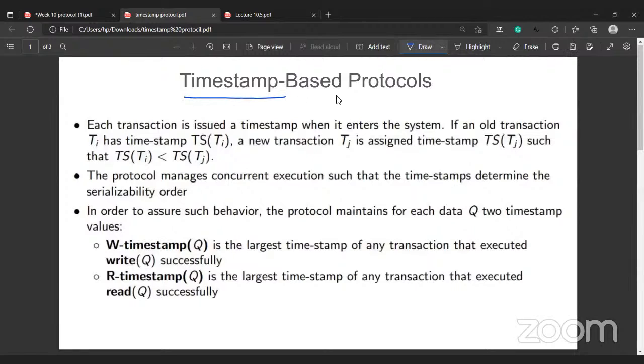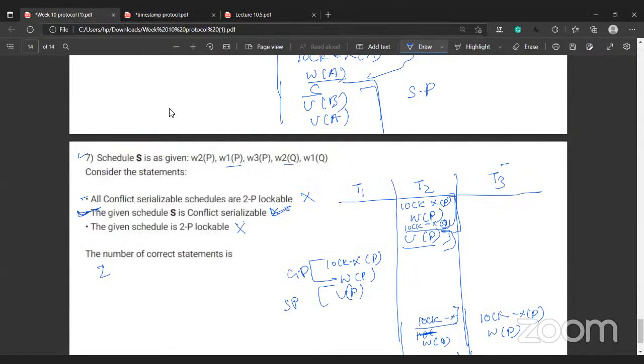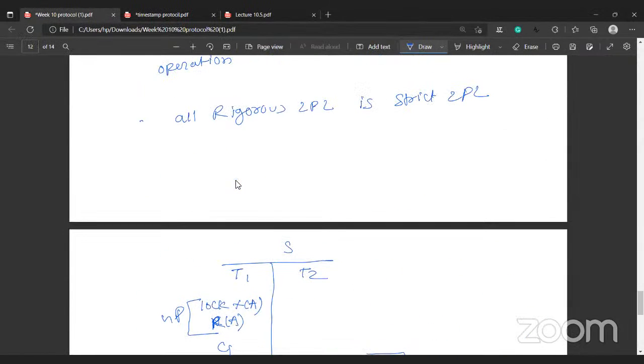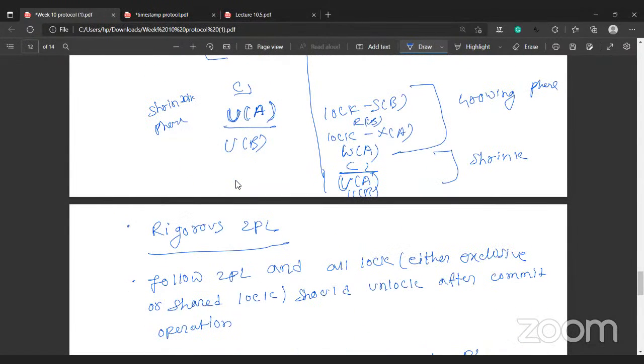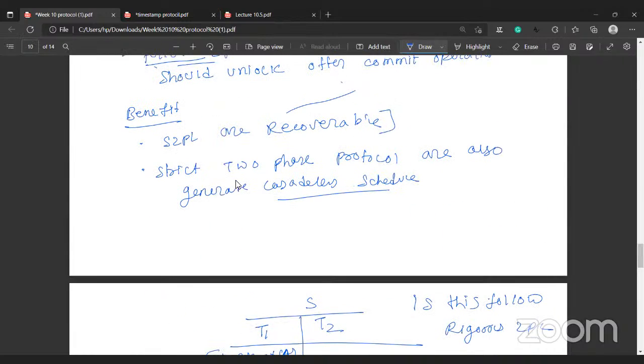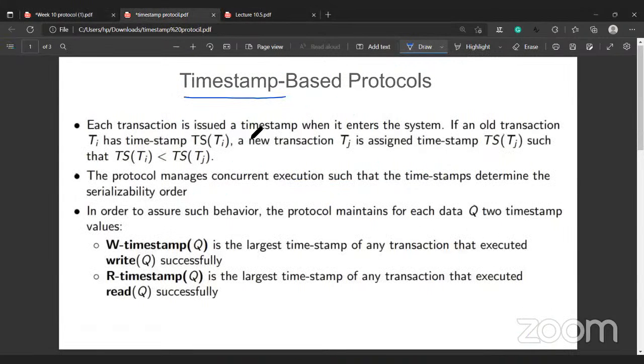So in the timestamp based protocol, in short, deadlock does not occur. That's why we're using the timestamp protocol. You can see both rigorous 2PL and strict 2PL do not talk about deadlock. Deadlock can occur, right? Strict 2PL is recoverable and cascadeless, but it can deadlock, right? So to avoid deadlock, we are using the timestamp protocol.